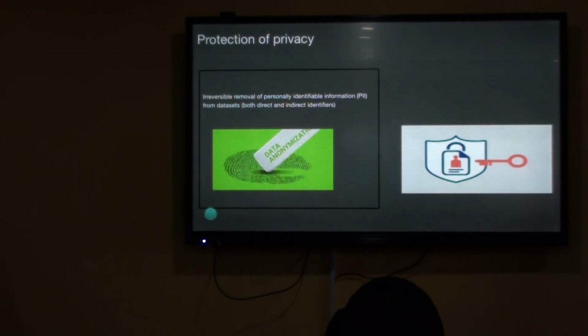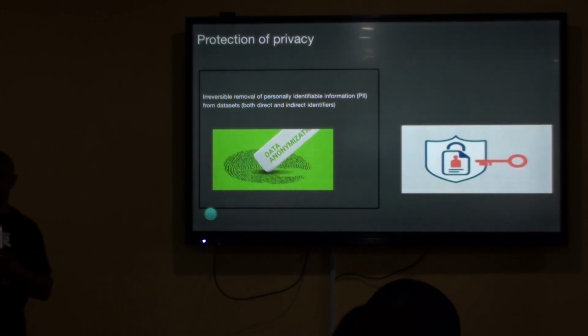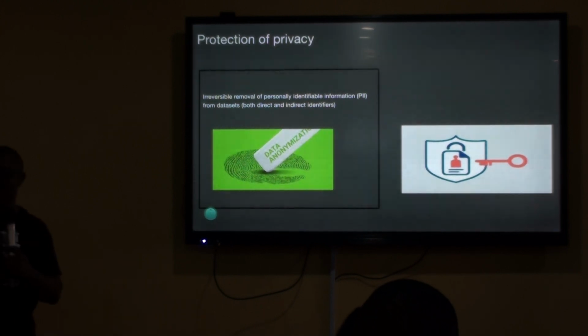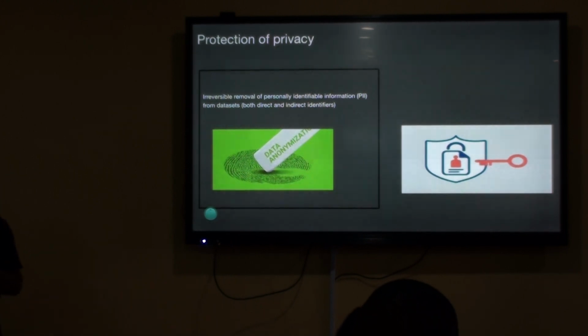I'll give you an example. You go and get an MRI, right? And there is your name, your age, your address, and everything. And you remove all that. But the raw MRI, do you think it still has some identifiers? Is that a direct or indirect identifier? Indirect identifier. So it's not anonymized. If you remove all that metadata, it's still not anonymized, right? So you have to remove both the direct and indirect identifiers for it to be anonymized.